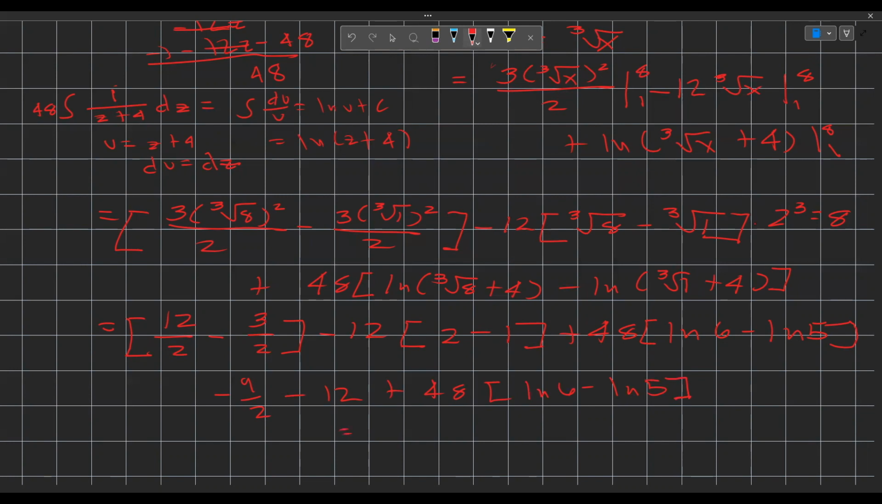And now we can just combine these two. So I'll just rewrite it like this: 48 times the quantity ln of 6 minus ln of 5, minus 15 over 2. And this is our answer for the fourth problem.